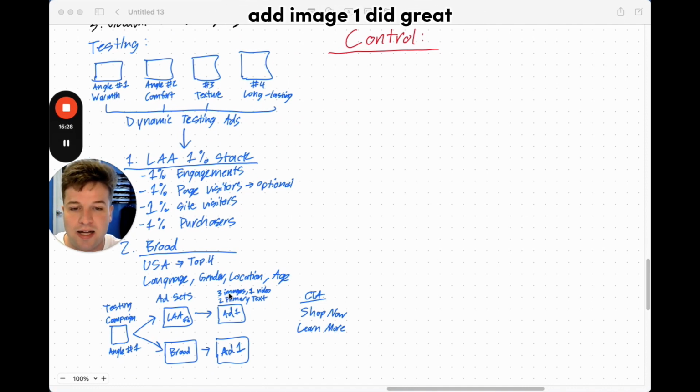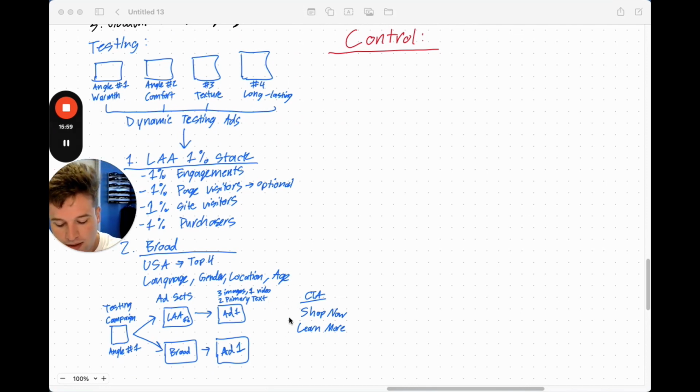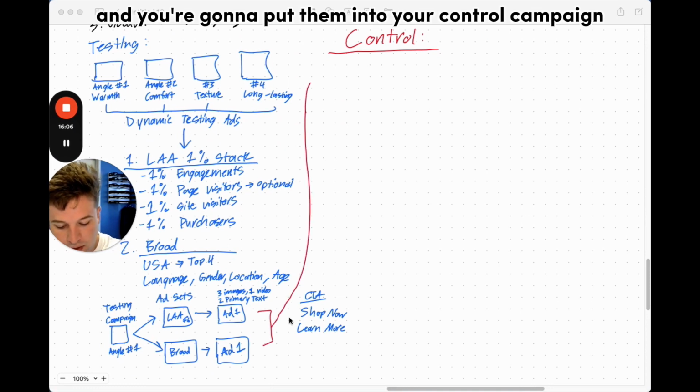So let's say ad image 1 did great, primary text number 2 did great, and then Learn More did great. That's your final combination of the best assets, and you're going to put them together, and that's what will get you the most sales. And so once you've found those that work really well for you, you're going to take those images and you're going to put them into your control campaign.